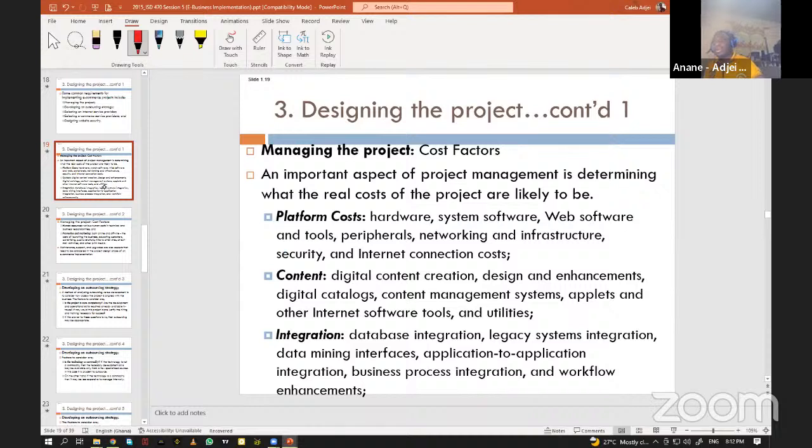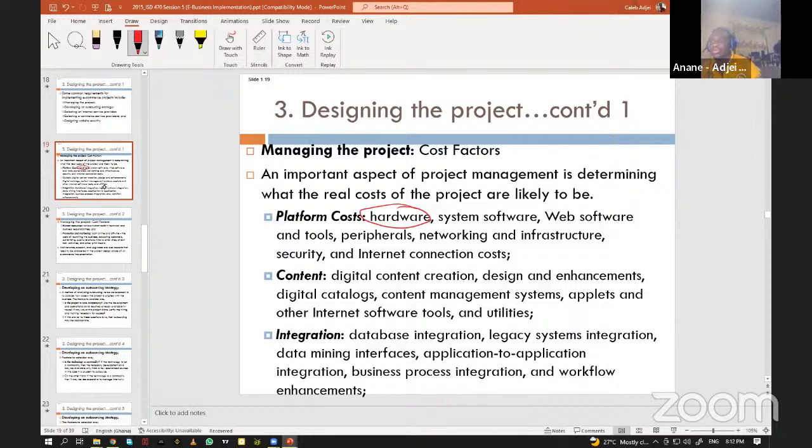So managing the cost factor of the organization, how do we manage it? It's a very important thing we should take into consideration. An important aspect of project management is to determine what the real cost of the project is likely to be. So number one, the platform cost. How many hardware systems do we need? Talking about the computers, the servers, the switches, and the hubs, and all those things.